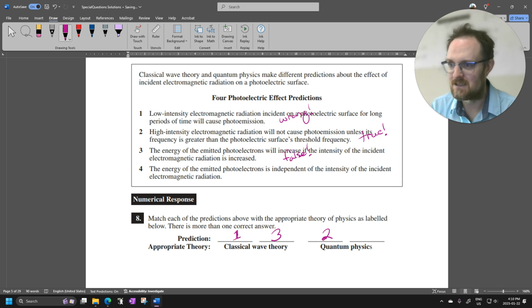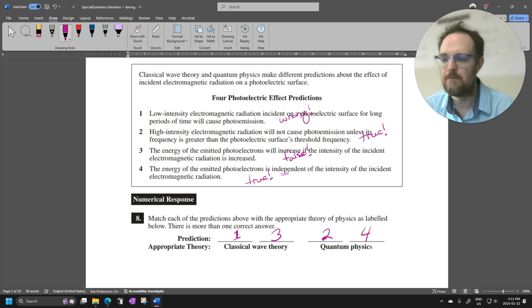And then it makes sense. The last one's going to be true. Let me double check. It is independent, so it doesn't actually matter. Yep, that's true. So that would be 4 there.